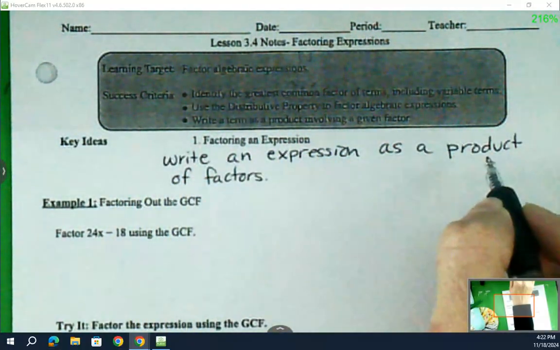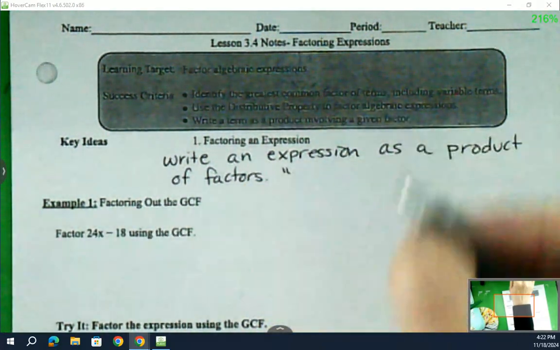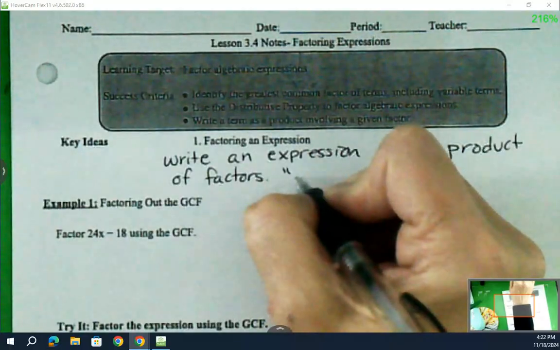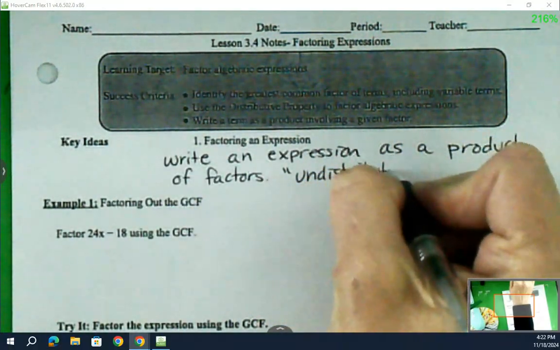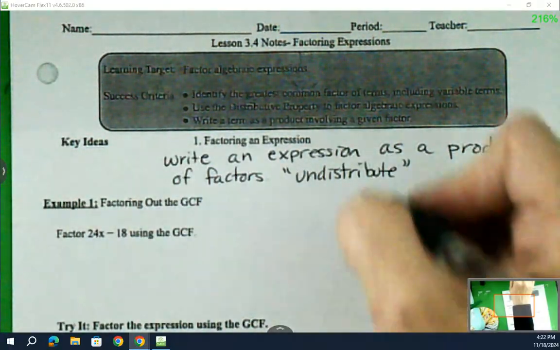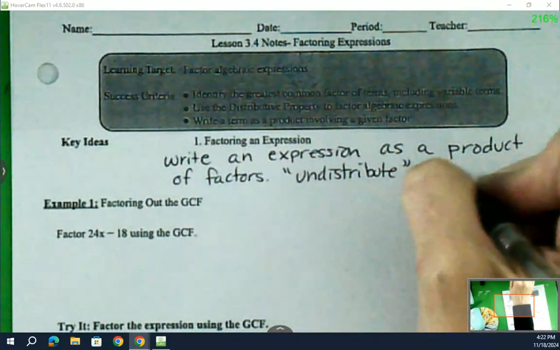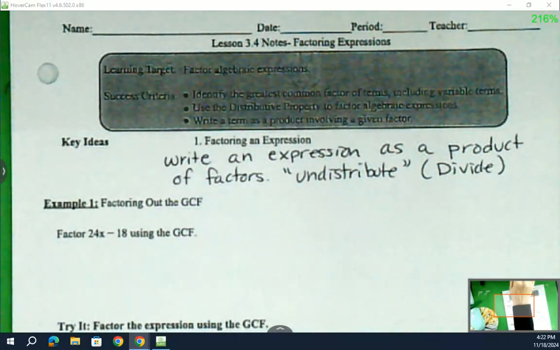So because you're writing it as a product of factors, you are technically doing the opposite of the distributive property, which is to undistribute. So you're undistributing a number. So that is to divide out that number. So we have example number 1 here where it says factor out the GCF.